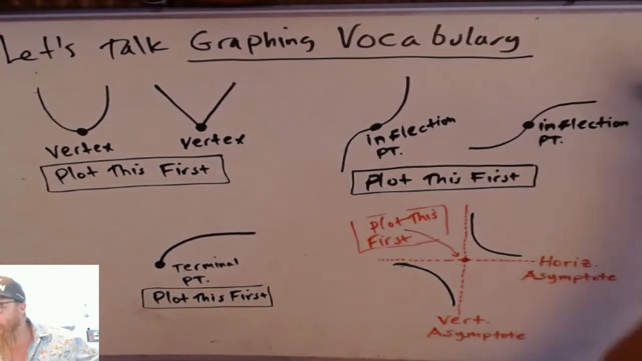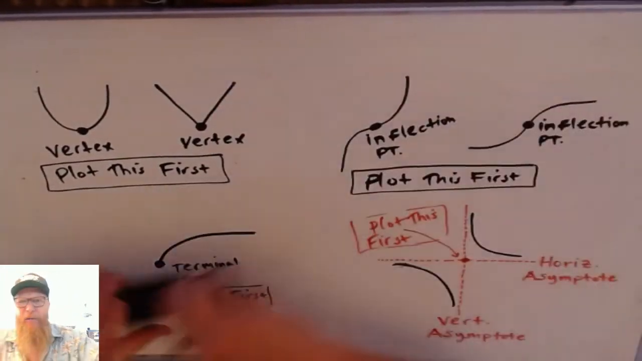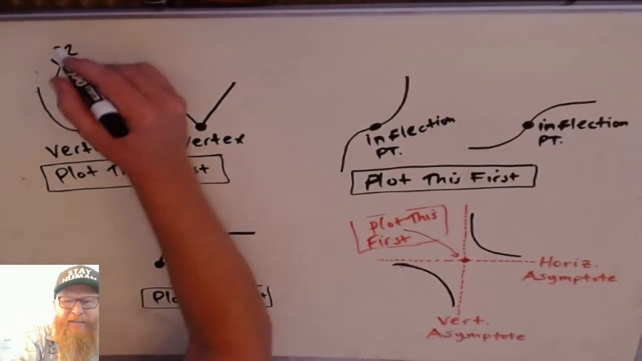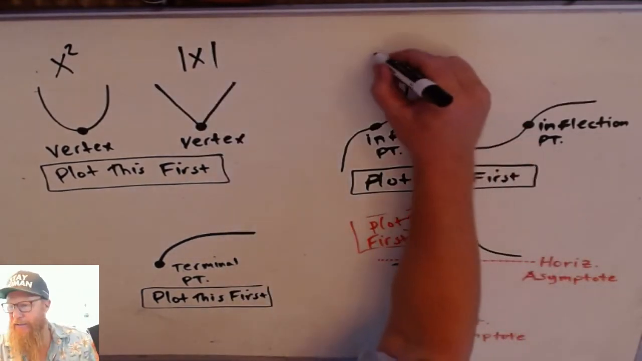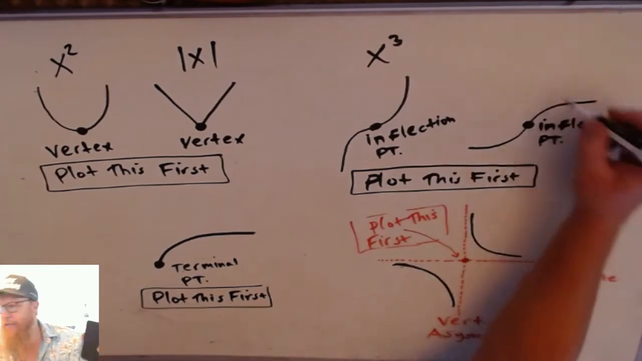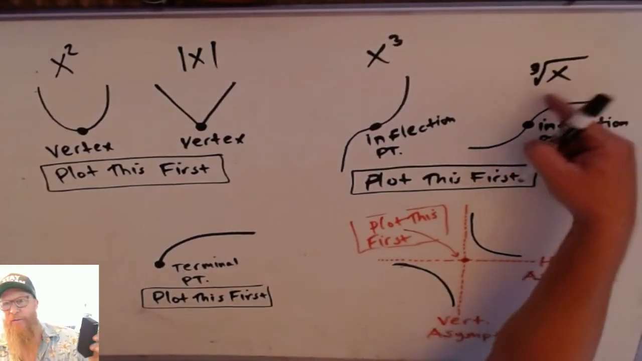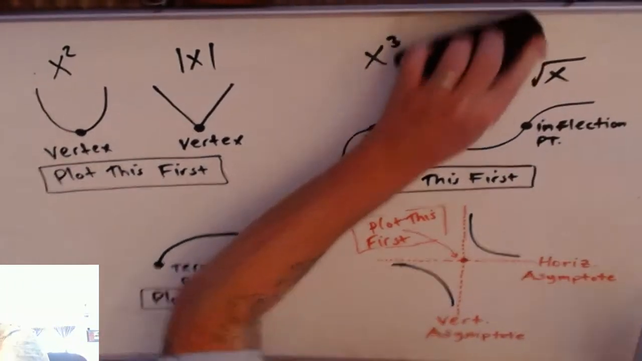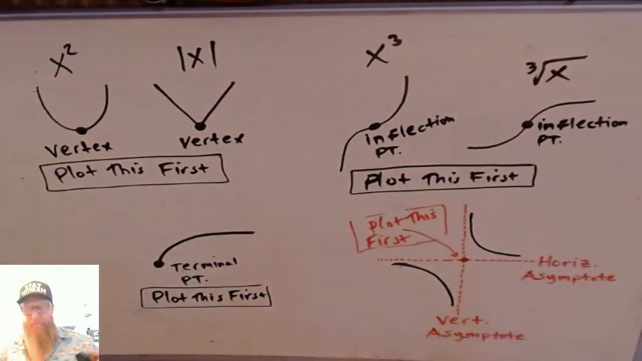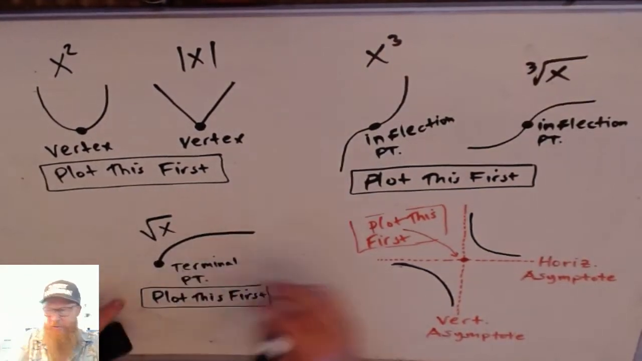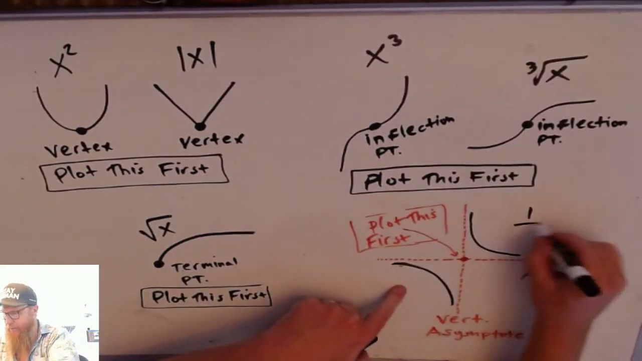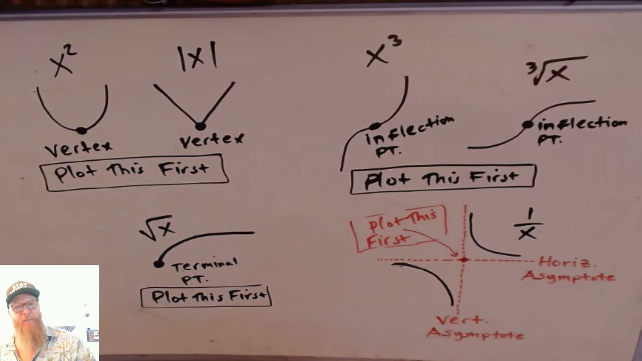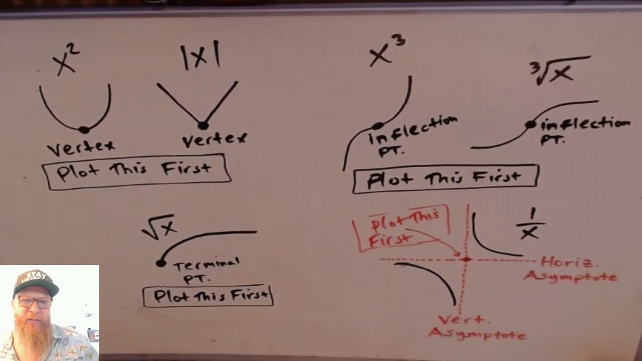Okay. So again, really quickly, this is the quadratic, x squared. This is the absolute value. This is the cubic. This is the cube root, that's supposed to be a 3. This is the square root. Notice that these look similar, but they're different. And then this one's the reciprocal, 1 over x. Those are the 6 mother functions that are covered in this section.